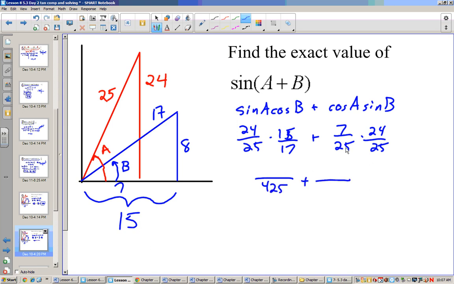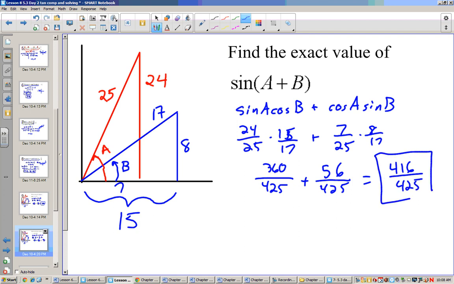Ooh, did I do something wrong here? Cosine of A is 7 over 25. Sine of B, oh, that's what I did wrong. I did sine of A. So sine of B is 8 over 17. So 425, 425, this becomes 56, and this becomes 24 times 15. So if I do 25 times 15, that would be 375, so 360 if I subtract 15 from it. All right, now if I add these up, I get 416 all over 425, and we're done.